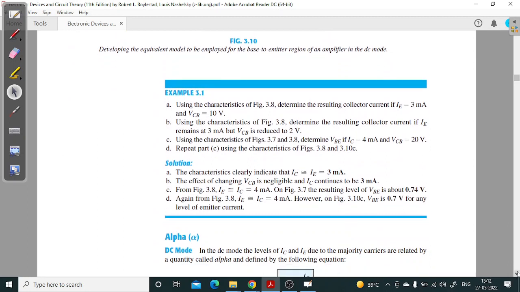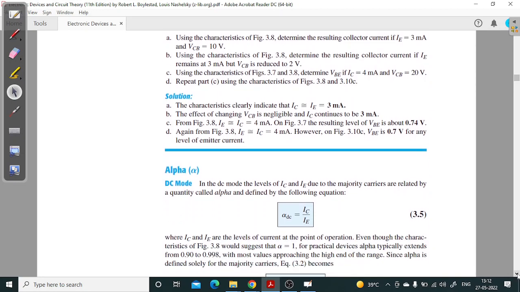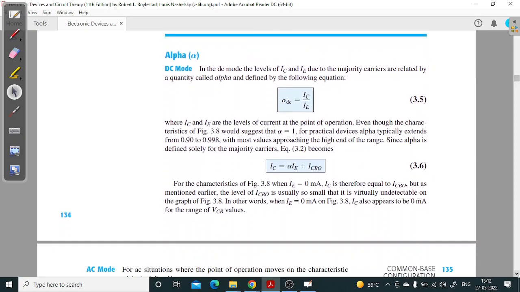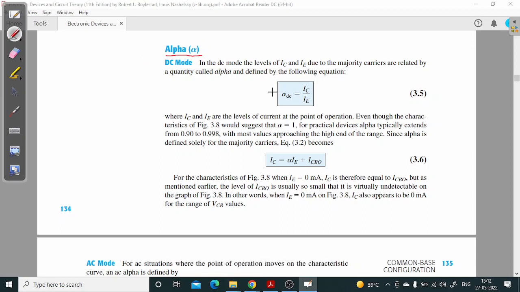Then I will encourage you to go through this section in this book. There is one more parameter left, called alpha, which is defined for common base configuration. Alpha is the current gain, the ratio of IC by IE. IC is the output current, look at the diagram, and IE is the input current. So output current by input current is the current gain. Alpha DC is the DC current gain for common base configuration.